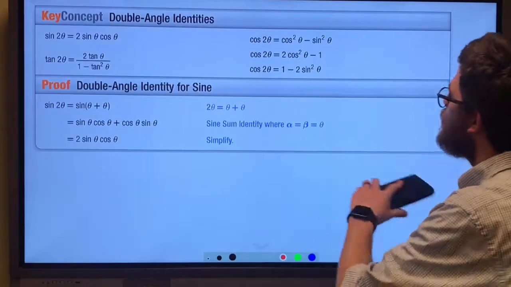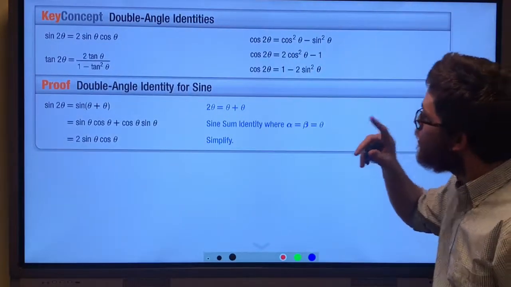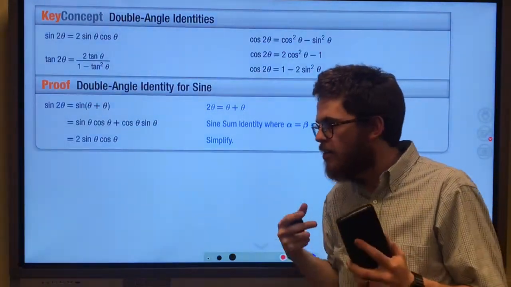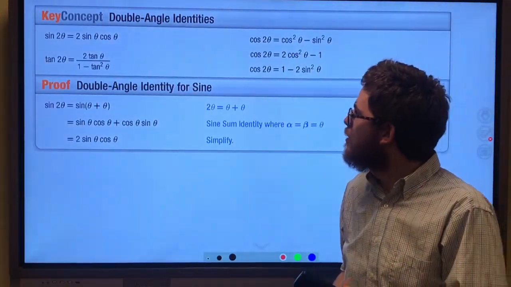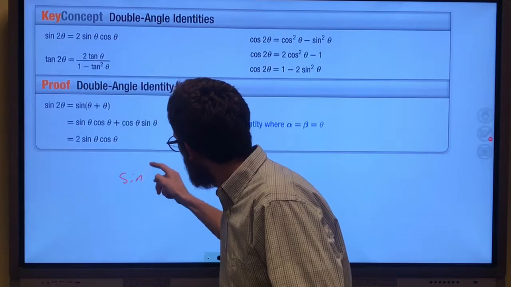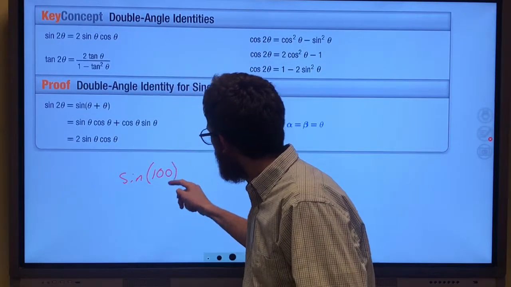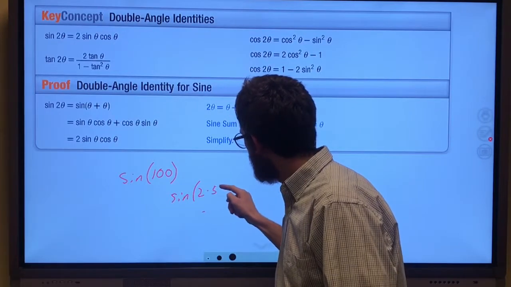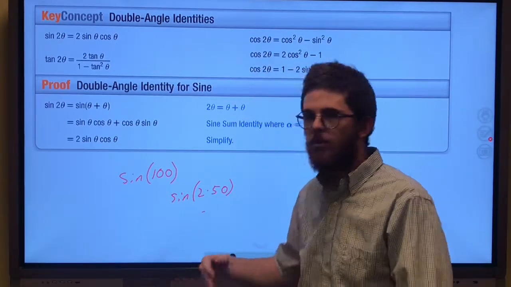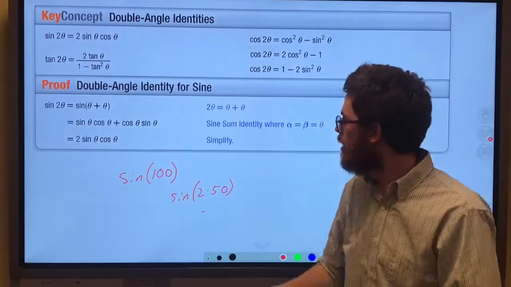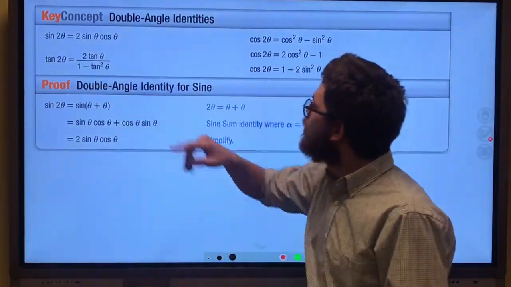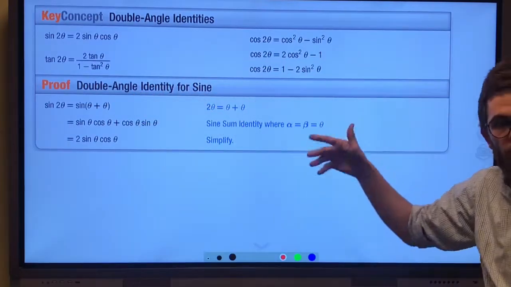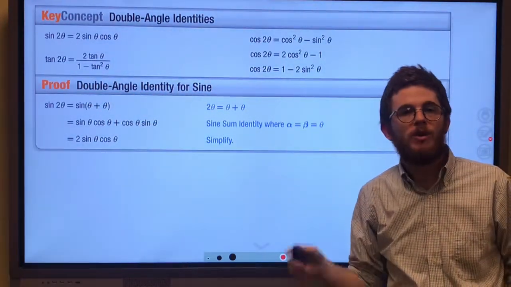So, we've got some double angle identities. Now, notice this is when we have sine of 2 times some angle. So the angle could be, we could have sine of 100, and we could write that as sine of 2 times 50, so we could use a double angle identity. But sine of 2 theta is 2 sine theta cosine theta. Well, you can see all of these. Now let's see some ways we can use them.